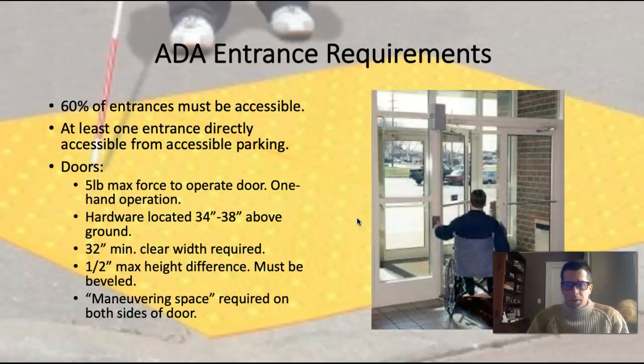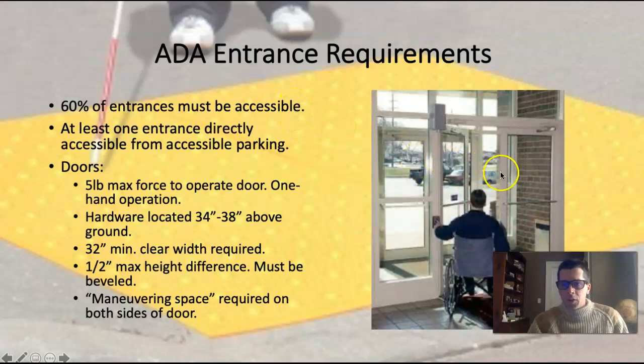Doors have very specific requirements. You can't have more than 5 pounds of force used to operate the door, and it has to be a one-hand operation. They actually have devices to test how many pounds of force are required to open the door. Here's this number popping up again, 34 to 38. Okay, the door hardware, knob, lever, whatever the case may be, needs to be within 34 and 38 inches above the ground.